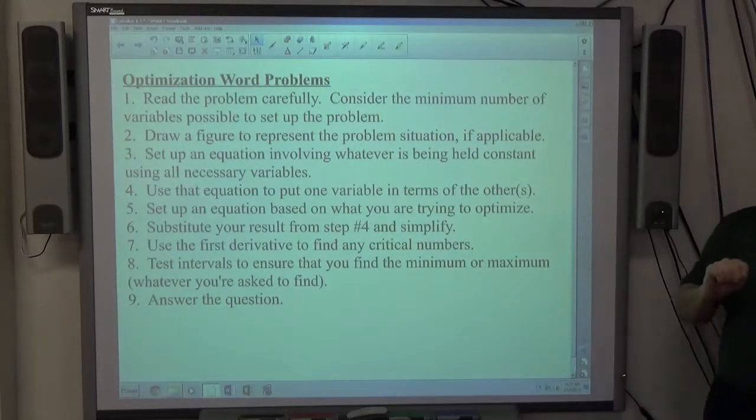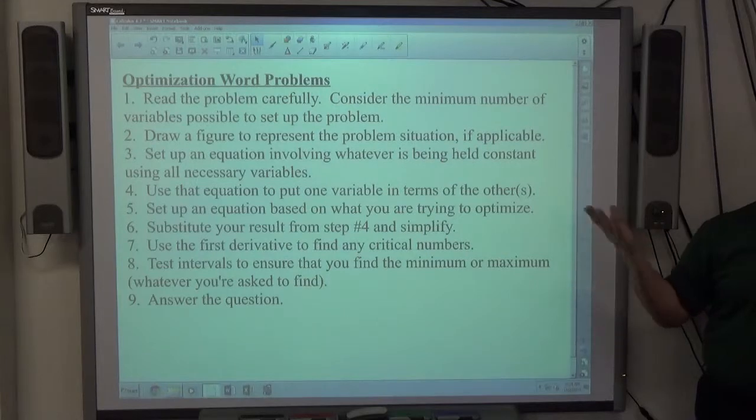Draw a figure if applicable. If it's talking about numbers, there was no figure applicable on the last problem. I didn't need to draw a figure to represent the product of these numbers. We're not in 2nd grade. But keep in mind, if there's a figure, if they're talking about surface area, volume, area, perimeter, that kind of stuff, drawing a picture sometimes is helpful and worth doing.